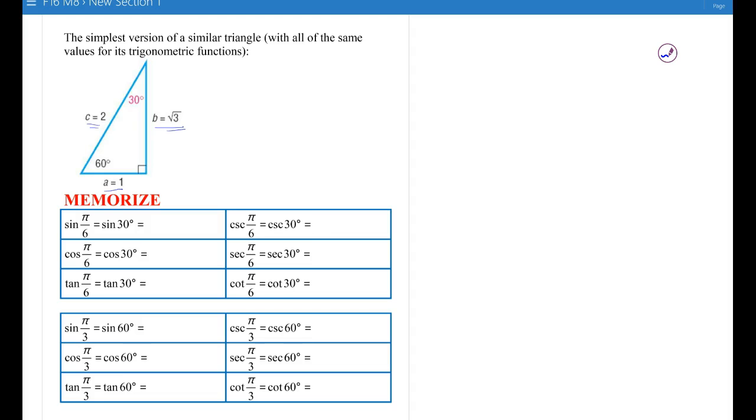So the sine of pi over 6, the 30-degree angle, the sine is opposite over hypotenuse, so 1/2. So we know the cosecant, which is the reciprocal, must be 2.